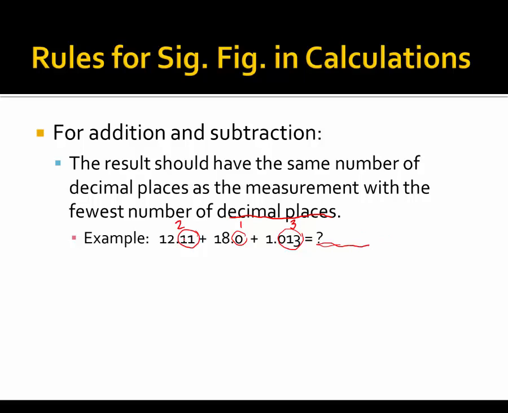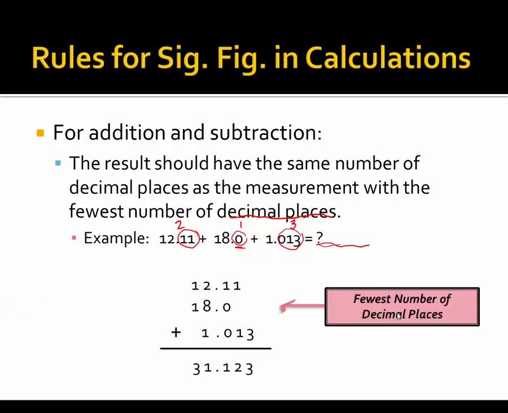So which is the one with the fewest decimal places? That would be this one. I'm limited to one decimal place. So we're going to line these up to add them up. We get 31.123. The fewest number of decimal places is 1, so our answer is going to be 31.1. How did I get 31.1? We look at the 2 next to it. The 2 is less than 5, so the 1 stays as 1.